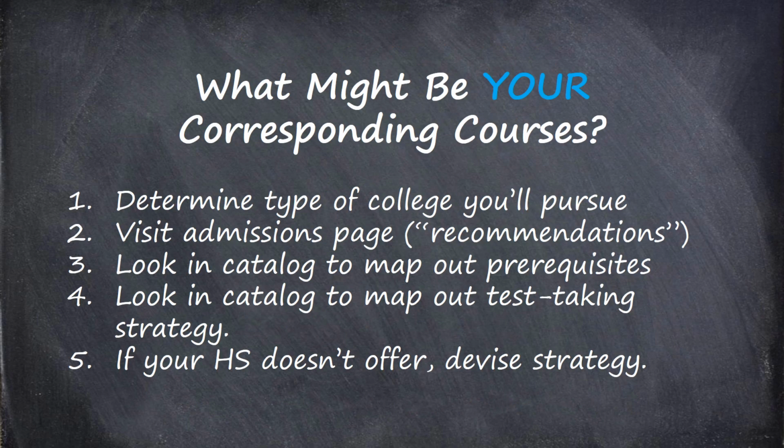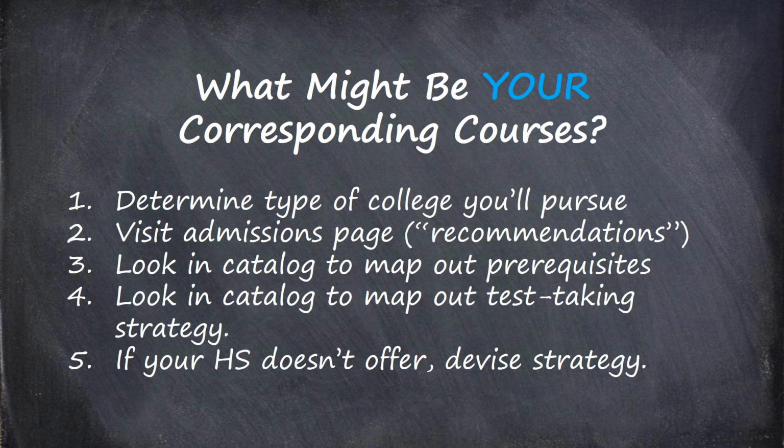Now that we're at the last slide for today's lesson, I'm sure you're curious to know how you can get started on figuring out ways to strategize your own coursework within your own high school campus. So there's 5 things you're going to want to do. Number 1, first you're going to determine the type of college you'll pursue, because that's going to dictate the type of classes that you'll be taking. Number 2, you're going to start visiting some admissions web pages to see what types of courses or exams that these colleges recommend students complete to make them a competitive candidate.